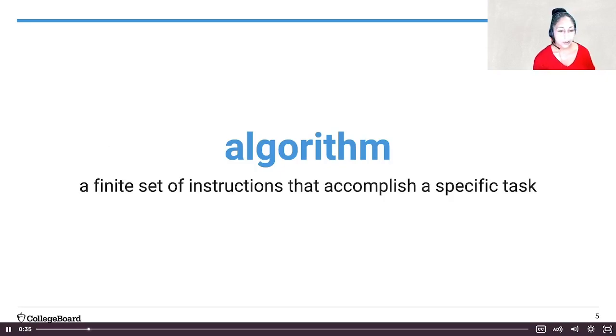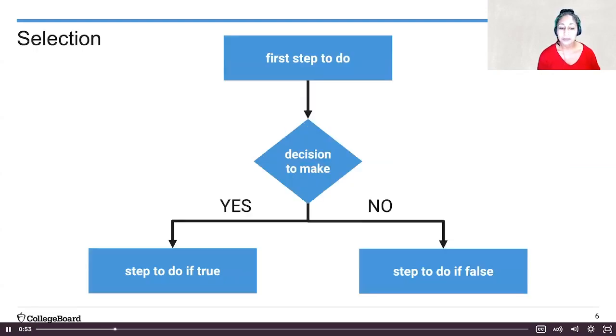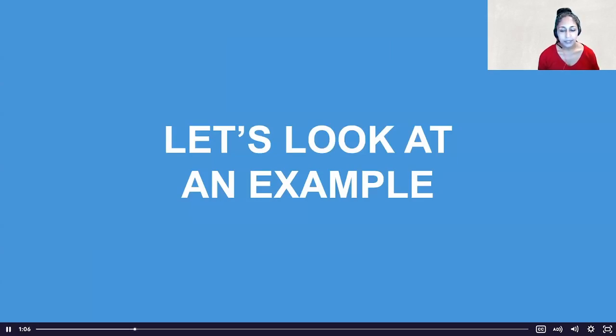So as you recall from before, an algorithm itself is a finite set of instructions that accomplish a specific task. Algorithms consist of either combinations of sequencing, selection, and iteration. So in this video, we're looking specifically at selection. Selection allows us to choose different outcomes based off of the result of a decision or condition. So let's look at some examples.